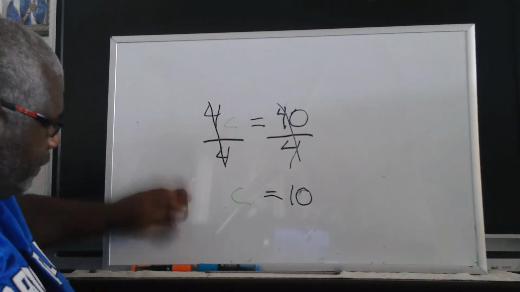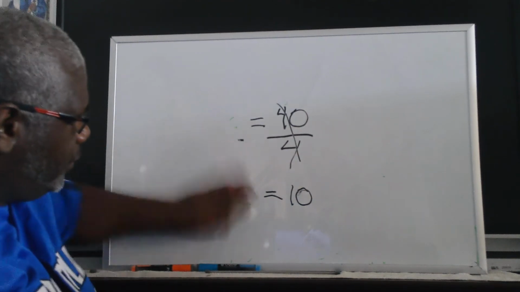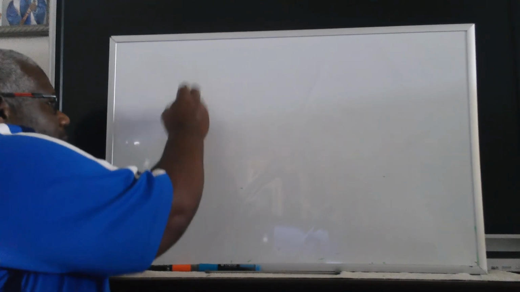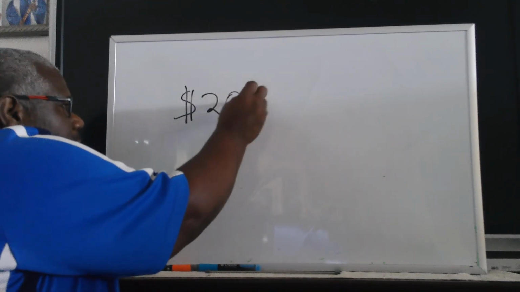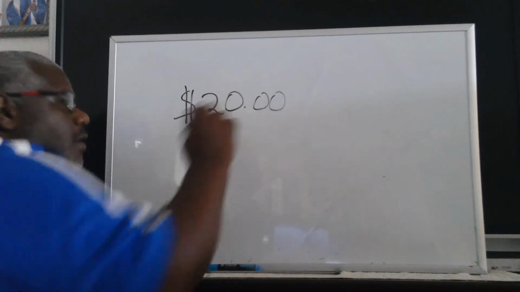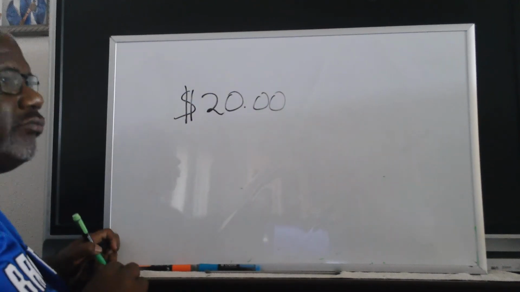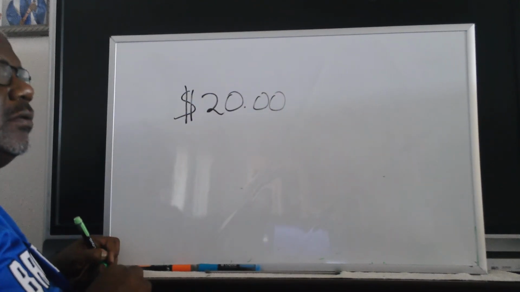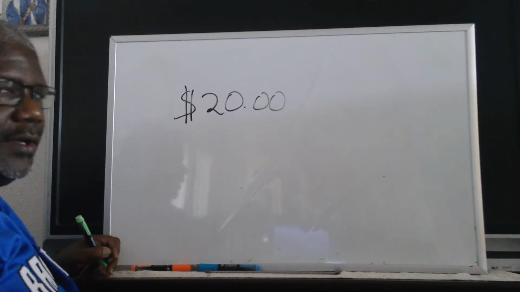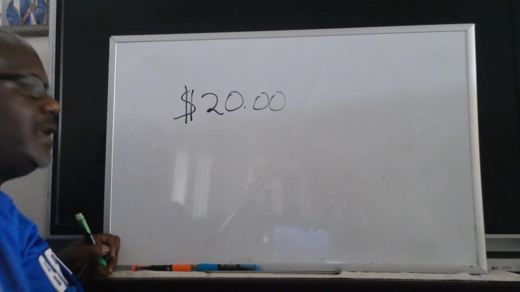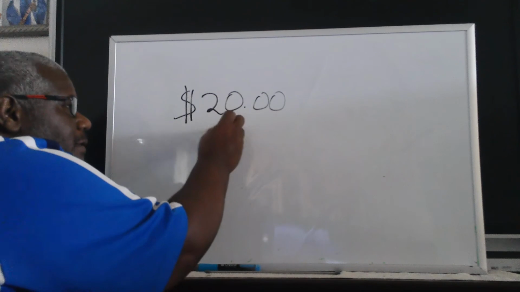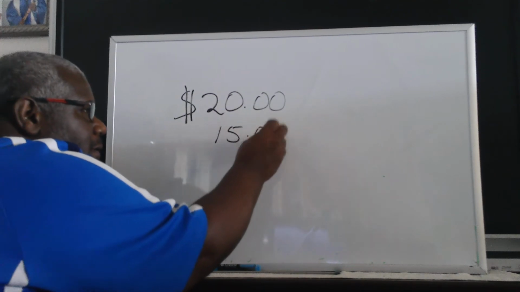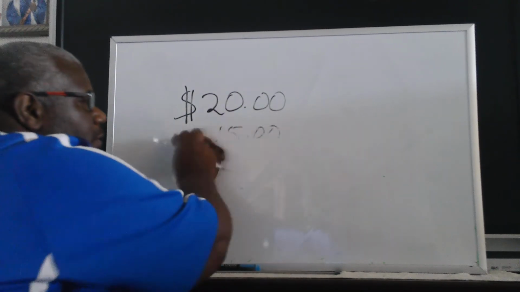Well, you say, okay, Sensei, well, that's good and all, but how does this really work in the real world, man? How does this really work? I'm going to show you how it works. You go to the store with $20. You buy, let's say, oh, well, you're a little older. Let's say you buy a CD. That's what, $15? Or I'm going to do it this way.